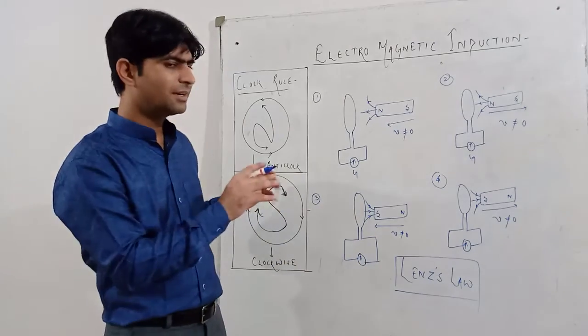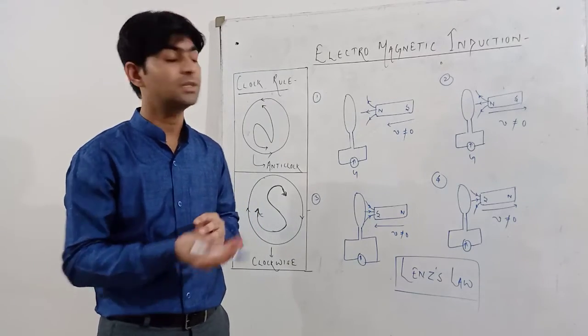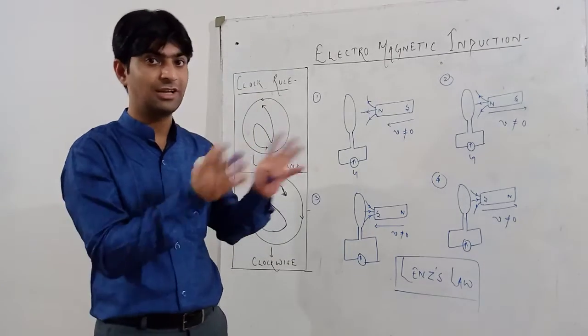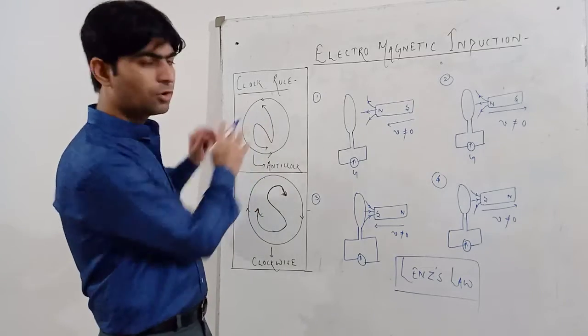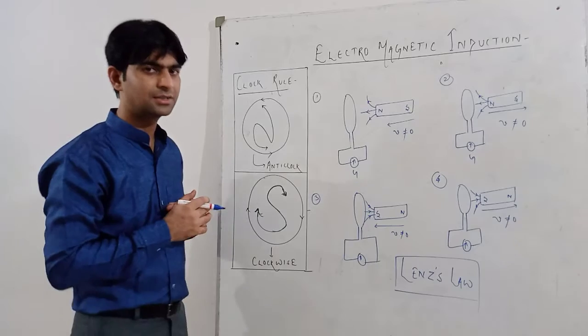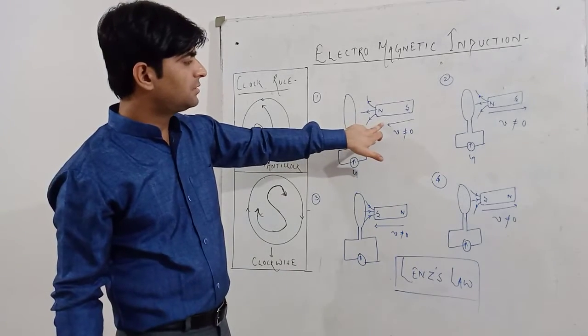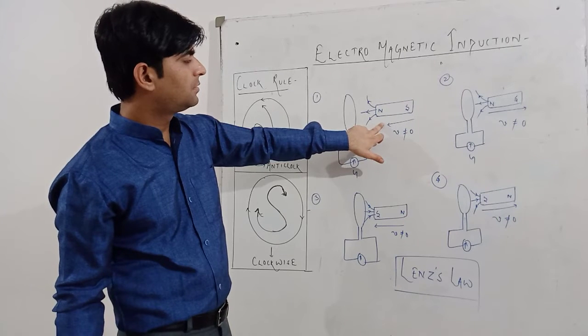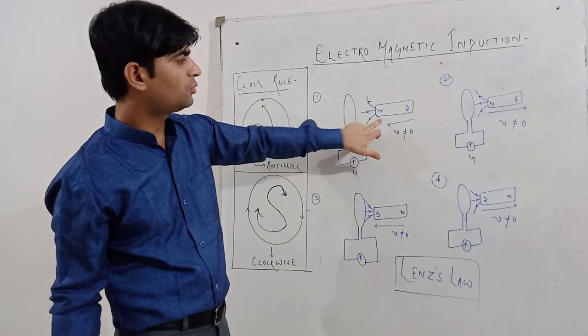Now we have seen that the current will be induced, but what will be the direction of current? That is also important. In which direction will the current circulate? Anti-clockwise, clockwise, what? So again we have a clock rule. In my previous class also we had a discussion on the clock rule. Here the reason for the electromagnetic induction is the movement of the north pole towards the coil.